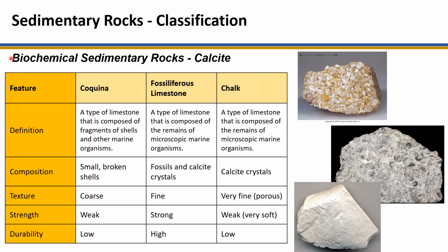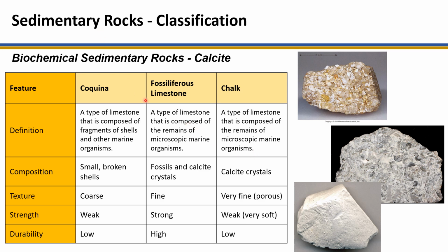Now we go to the biochemical sedimentary rocks, or calcite sedimentary rocks that has texture of clastic, which are coquina, fossiliferous limestone, and also chalk. All these three can be compared based on the texture and the compositions, strength, and durability.